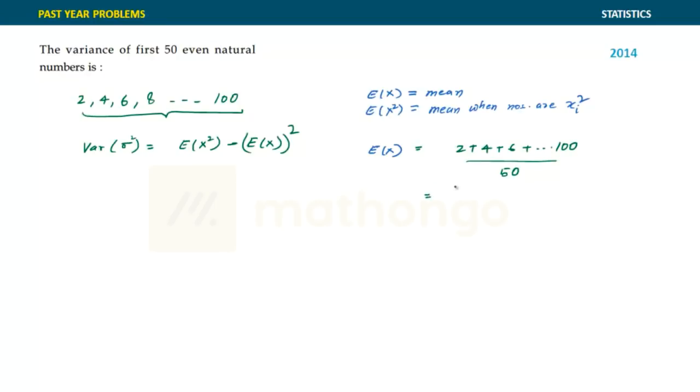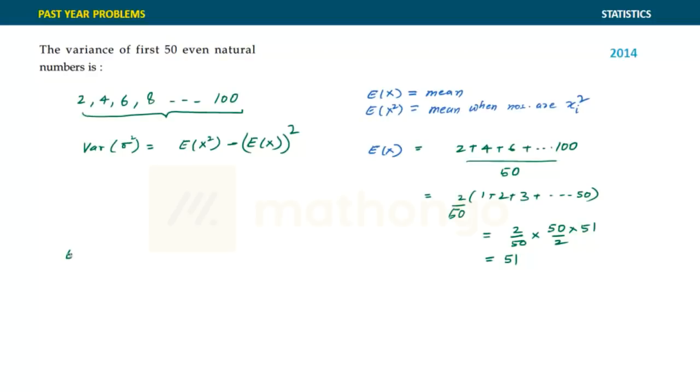If you see from the above, we can take 2 common. So it becomes 2 by 50 times 1 plus 2 plus 3 up till 50, that is the sum of the first 50 natural numbers. The answer will be 2 by 50 into n plus 1 by 2, which is nothing but 51. So Ex is 51.